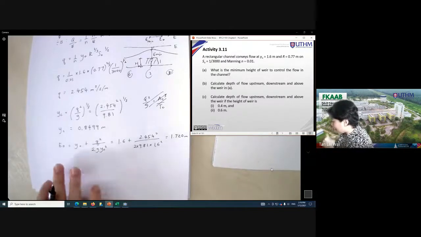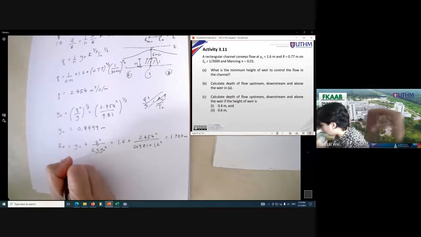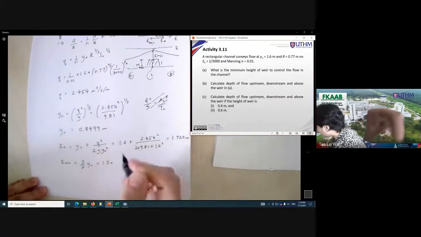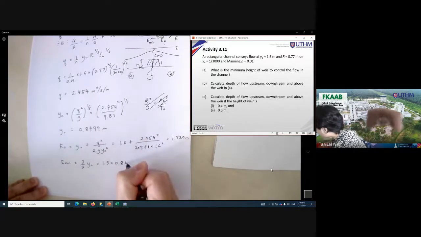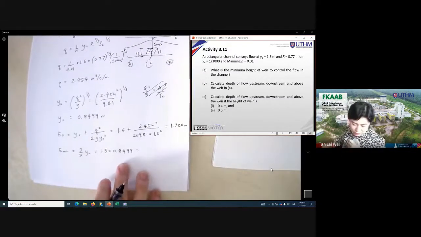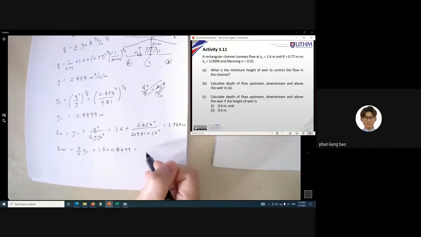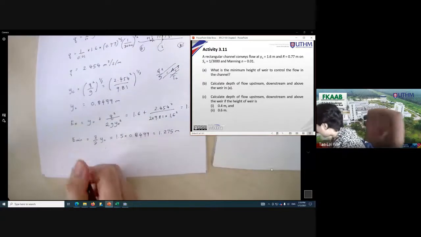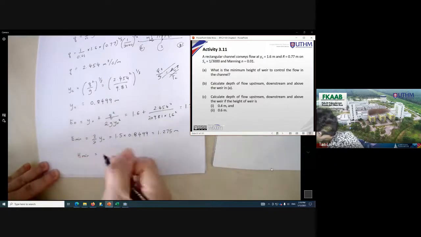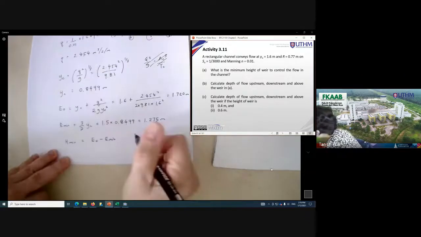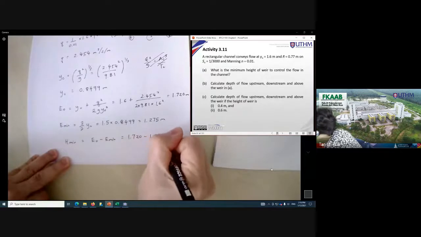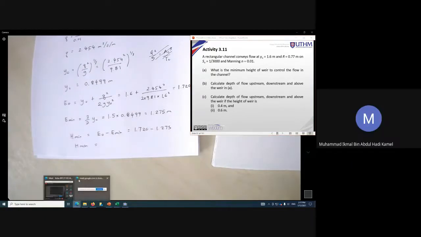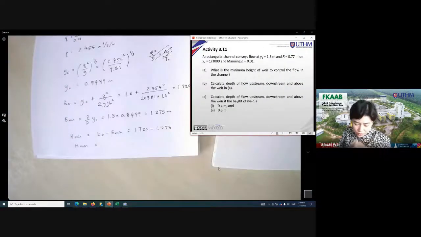Okay, now here's the thing. After I have E naught, the next step would be I need to find my E min, the minimum specific energy. So it's 3 over 2 YC. So it's 1.5 times YC, which is 0.8499. This will give me 1.275. All right, thank you. So therefore H min is... our H min is 0.445. Okay, thank you. So it's 0.445.